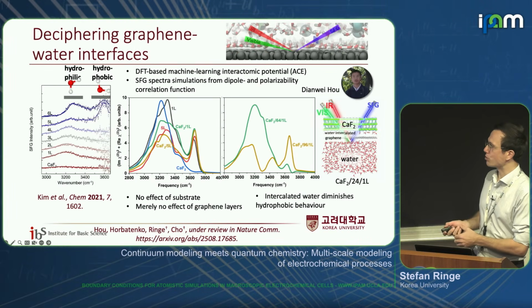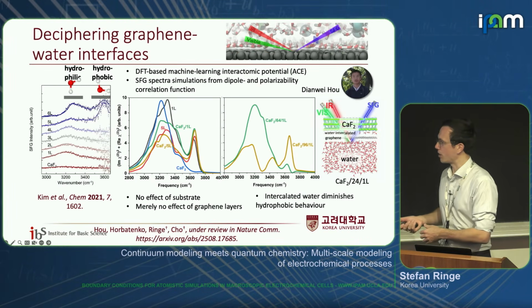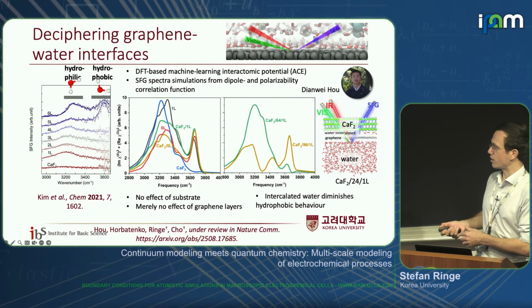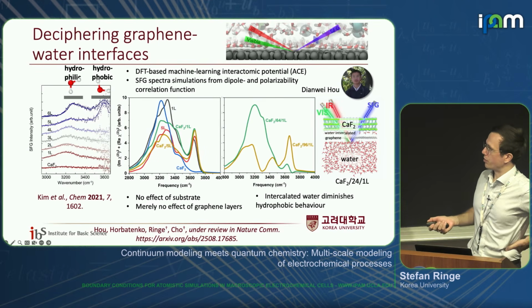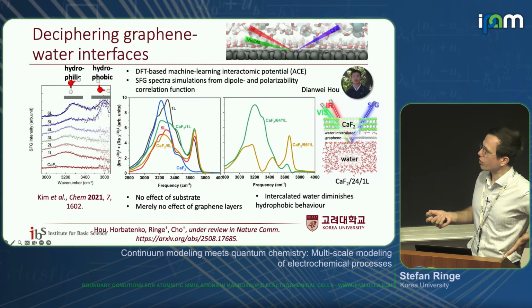So what we have also been doing, in collaboration with the Institute for Basic Science with Mining Zhou, was to construct a machine learning potential. That's actually what my postdoc, Dianwei Hu, did. So we were looking into the interface of water and graphene here, and he constructed a machine learning potential to understand the orientation of water.